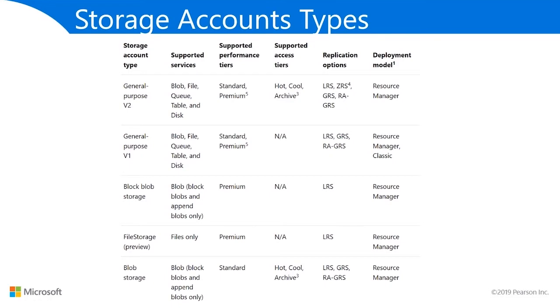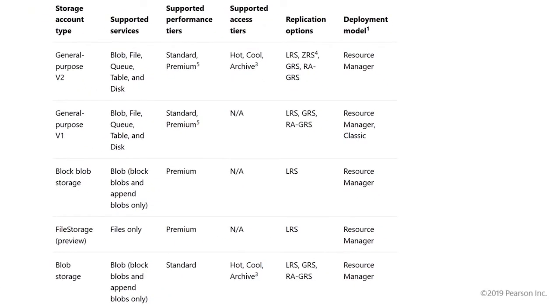I want to wrap up this demonstration looking at some of the comparisons of the 5 main storage account types. The first thing I want to show you is that the general purpose version 1, if you notice to the far right, is the only one that supports the classic deployment model. All of the other 4 are going to use the ARM model, the Azure Resource Manager. Also realize that all of these are going to be encrypted with server-side encryption for data at rest.